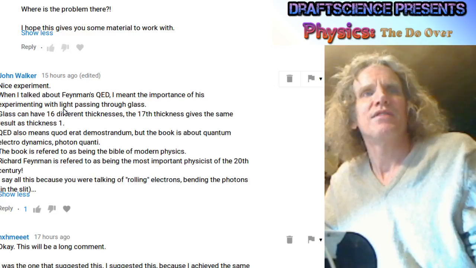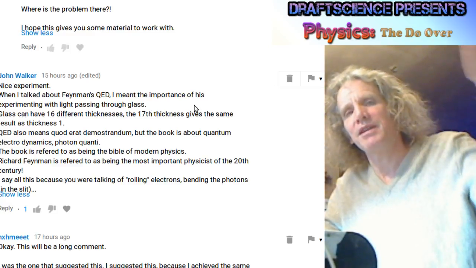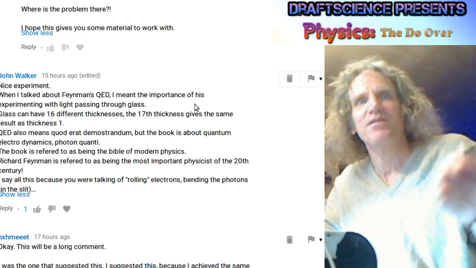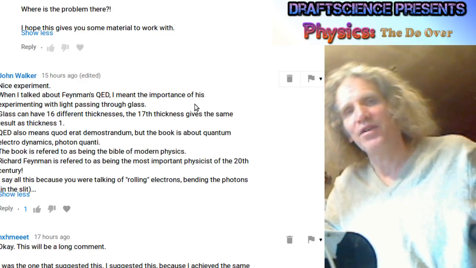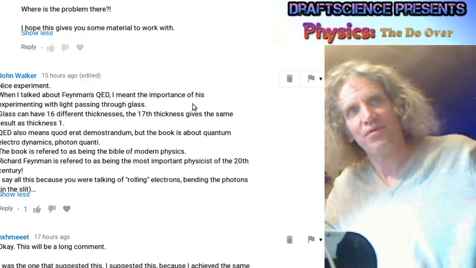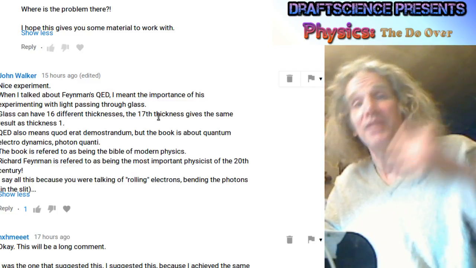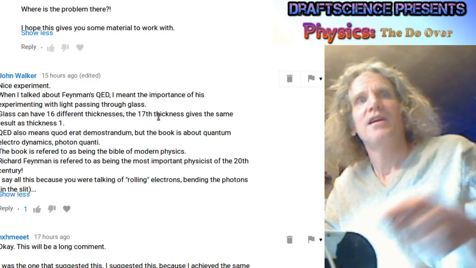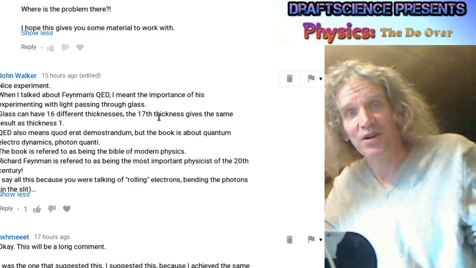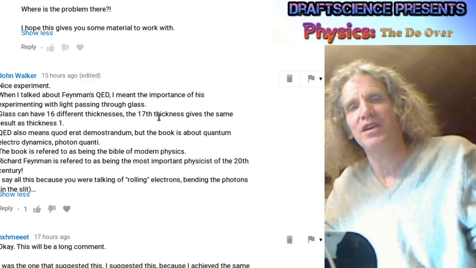I meant the importance of his experimenting with light passing through glass. So see, he has this impression that Feynman did some experiments with glass. Feynman never touched a piece of experimental glass. Never, ever, ever happened. Okay? He's just reciting what Newton discovered 300 years ago. Glass can have 16 different thicknesses. Now it can have an infinite number, well, almost. We can have a lot of different thicknesses. It's just that certain thicknesses will end up with the same result. So you have to get to a certain degree of thickness before you change the effect.